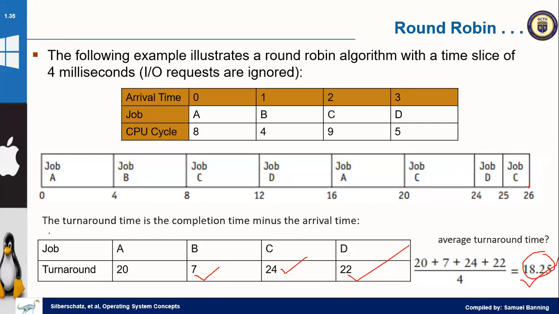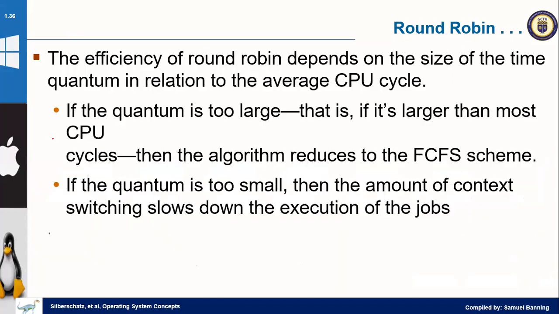All right, guys, so there we have it. That is the average turnaround time using the round robin. The efficiency of the round robin depends on the size of the time quantum in relation to the average CPU cycle. If the quantum is too large, that is, if it's larger than most of the CPU cycles, then the algorithm will reduce to the first come, first serve scheme. If the quantum is too small, then the amount of context switching slows down the execution of the job.